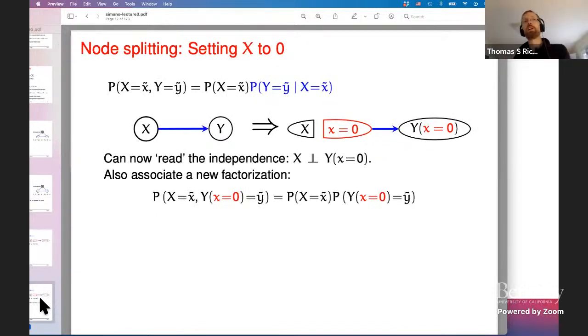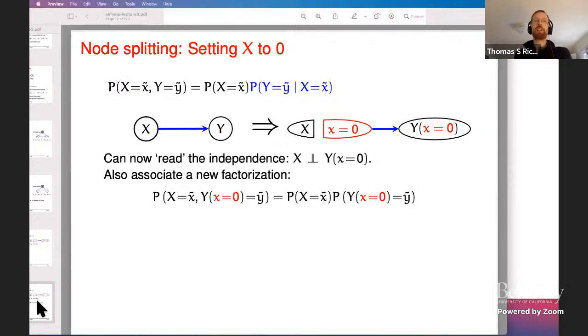So we can also associate, as we associated with DAGs, a factorization. The random variables we've got over here are X and Y of X equals 0. So the factorization we're going to get is just going to be this. This is just the simple factorization that we will get. Okay, so X and Y of X equals 0, there's no edge between these two, so we get this very simple factorization.